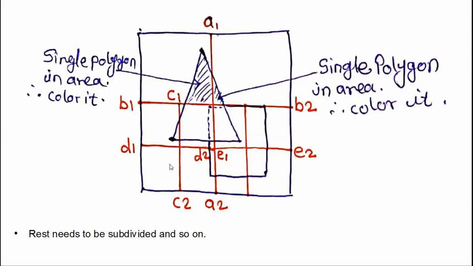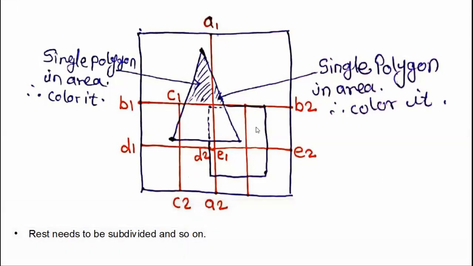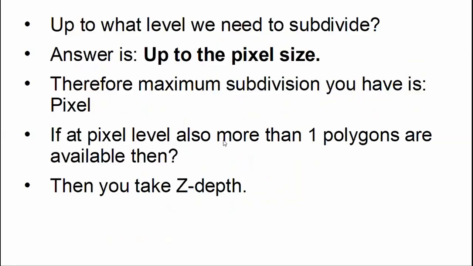Similarly, here there is no polygon. But here again only one polygon is available, the rectangle part, so I will color it blue. Similarly, here also blue, and here again it is colored blue. But now, if we see these two portions, there are again more than one polygon. So the rest of the part needs to be subdivided, and so on. We will go on subdividing until the polygons are filled in with color or displayed. Now the question arises: up to what level do we need to subdivide?